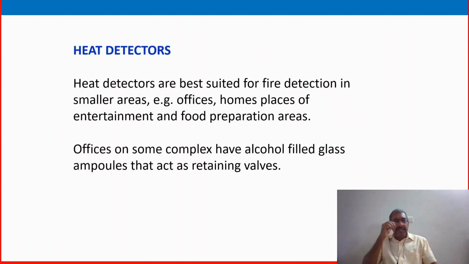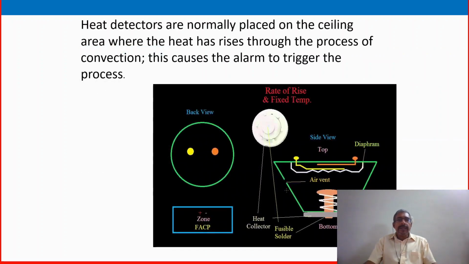Let us see the first one. Heat detectors are best suited for fire detection in small areas, for example offices, home places, entertainment and food preparation areas. Offices in some complexes have alcohol-filled glass ampoules that act as retaining valves. Heat detectors are normally placed on the ceiling area, where the heat has risen through the process of convection. This causes the alarm to trigger.